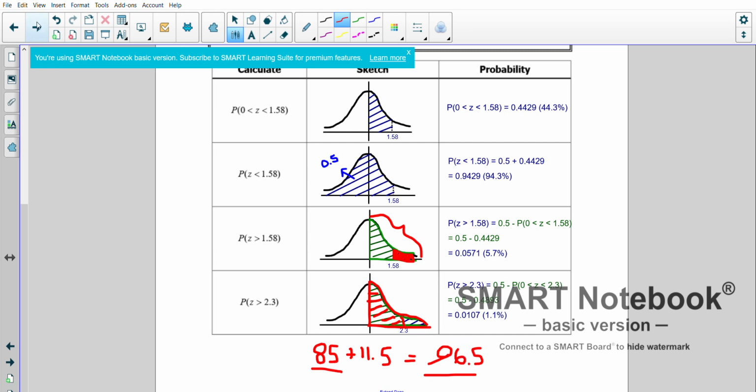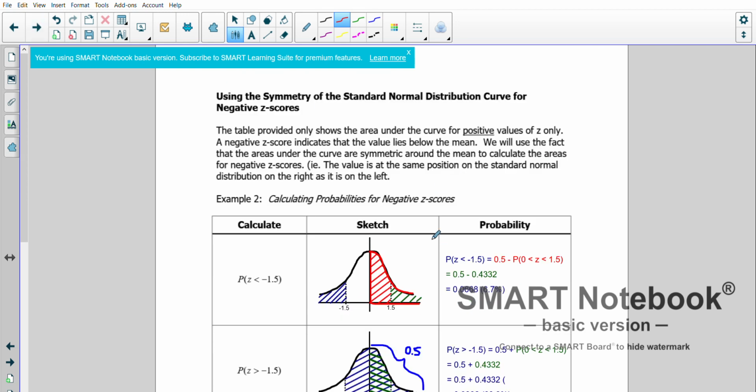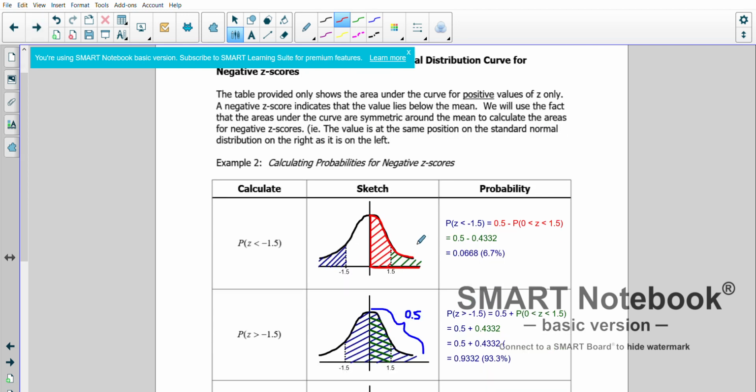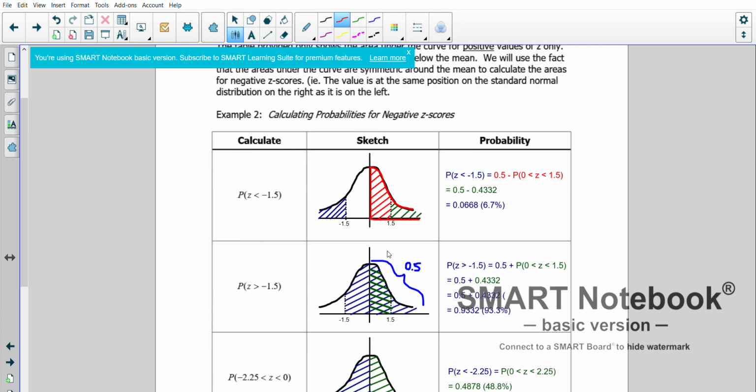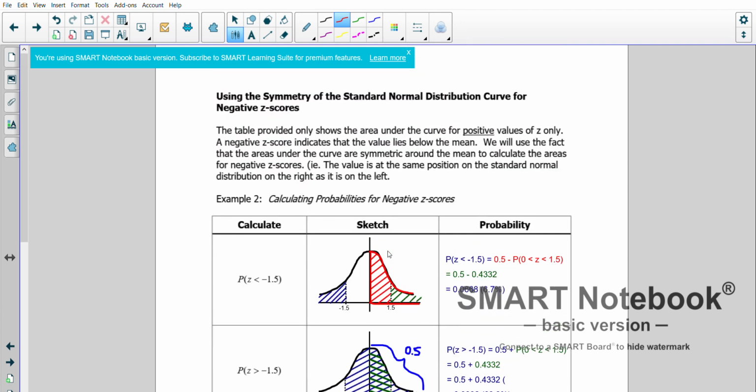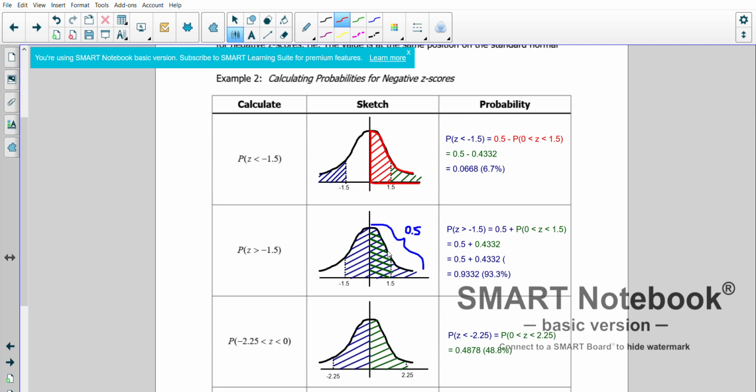Okay, so moving on. We might not do all these examples. They get kind of repetitive, so hopefully you get the hang of it. So I started to introduce, well, what happens when your Z score is negative? Your value is below the mean. Well, we're going to use symmetry again. So I want to know, what is the probability that Z is less than negative 1.5 standard deviations away?